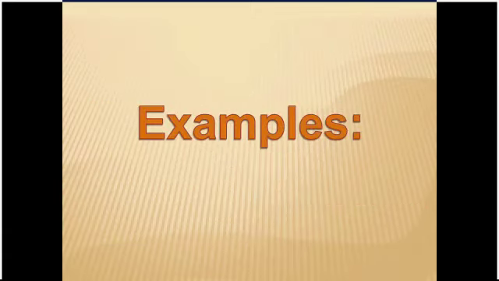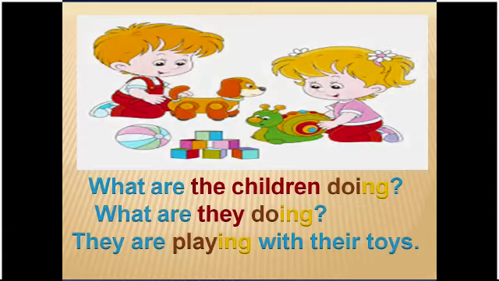Examples. What are the children doing? So I used what, then the be, are, the children is the subject and the verb doing. Now we can change the subject, the children, into they. So the question will be, what are they doing? The answer is, they are playing with their toys. So we start with the subject when we answer, then the verb to be. After that, we omit the verb doing and add playing instead of the verb doing, with their toys, the completion.